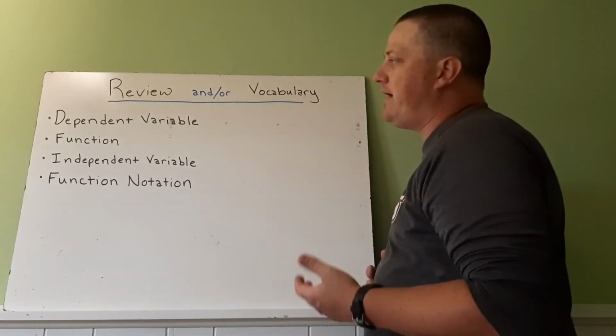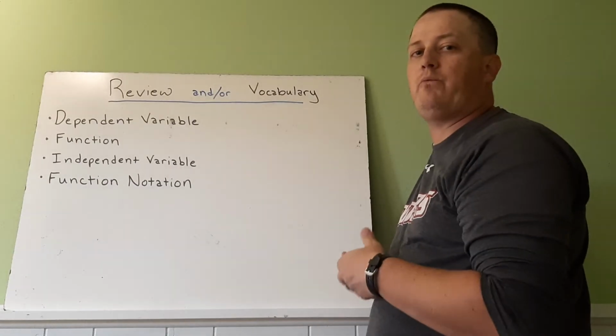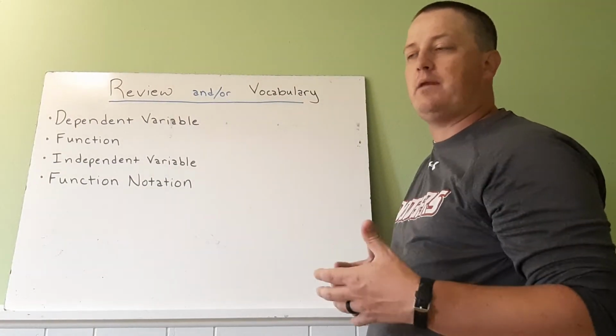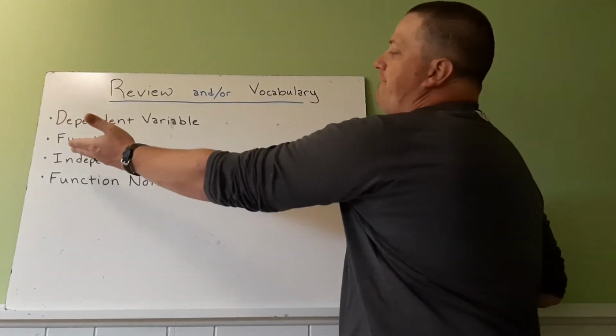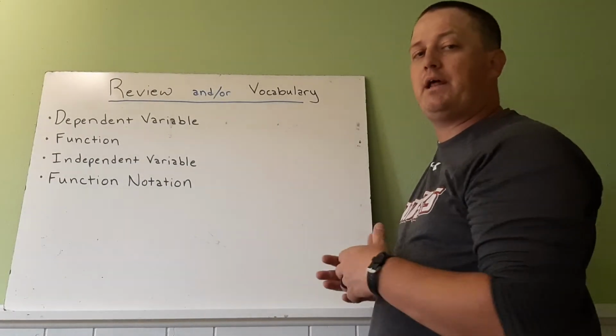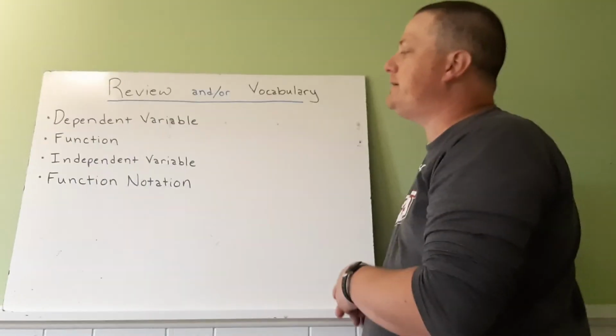Our vocabulary is still the same. We have our dependent variable, otherwise known as our output. It's what we get when we are doing the math problem. It is our answer from an input. Function: a function is just a relationship between an input and an output where every input has only one output.